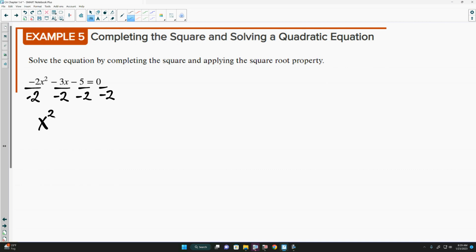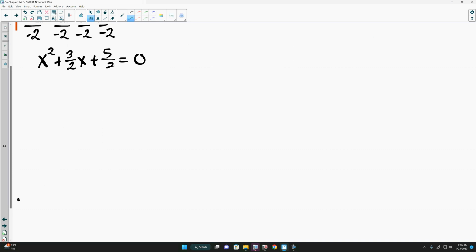Positive 1, specifically. Because -2x squared divided by -2 is positive x squared. -3x divided by -2 is going to be plus 3/2 x. And -5 divided by -2 is going to be plus 5/2 is equal to 0. So on some of these, it is nicer to use the quadratic method.